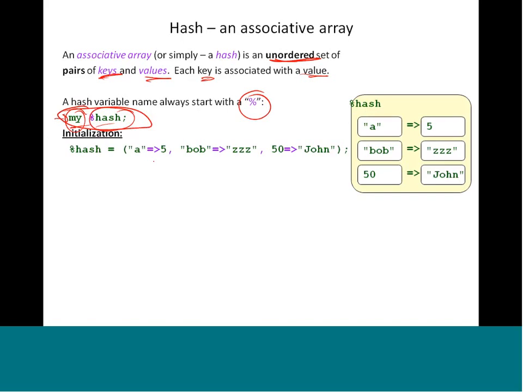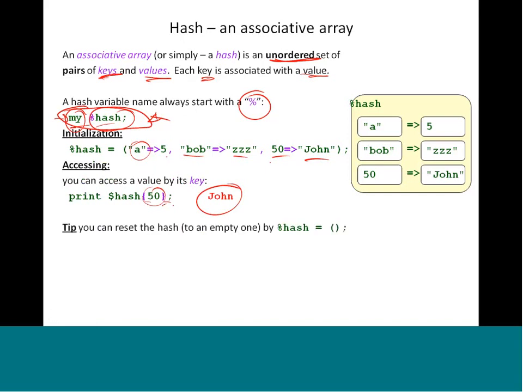Here is one way to initialize: assign the key A the value 5, key Bob the value ZZZ, and key 50 the value John. So far it's fairly easy, declaring the variable and then assigning it. Now how do we access it? As I mentioned, we use the curly braces and specify the key within them. To access that value, print $h{50} gives you John. And if you want to reset this hash table, you remove all the key-value pairs and simply do this, and that will reset it.